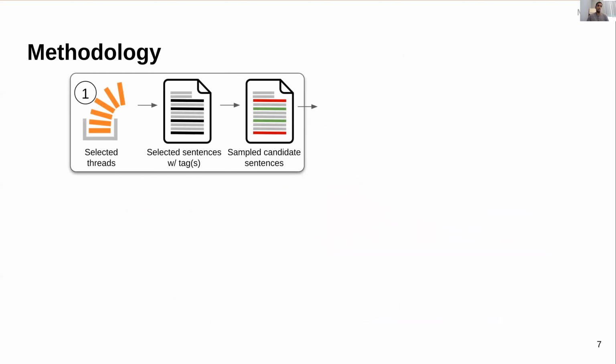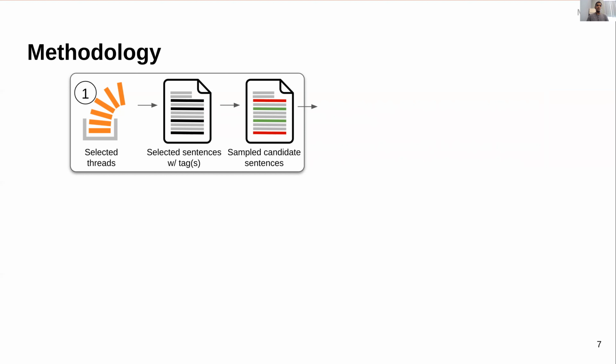Here, I'm going to explain our research methodology. Our method has three phases. In phase one, we select a sample of Stack Overflow threads. Then we filter out the sentences that do not contain any tags. Then from them, we filter out the sentences that only mention the question tags. So the resulting sentences are the candidate sentences.